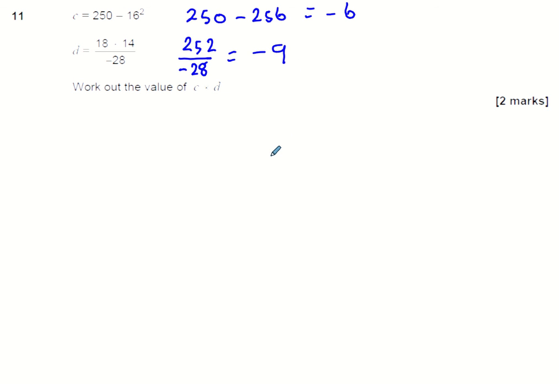So we have the values for C and D, and now we are going to be doing minus 6 for the value of C, multiplied by minus 9 for the value of D. Well, 6 times 9 is 54, and if we multiply a negative number by another negative number, the answer is going to be positive. So C times D is 54.